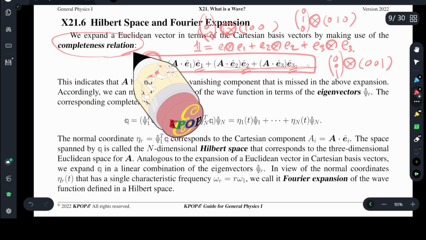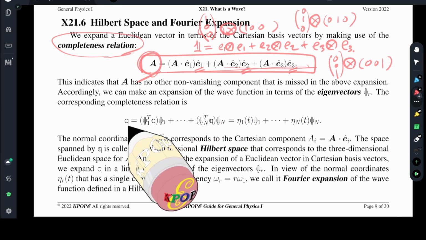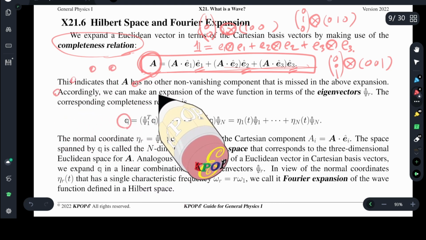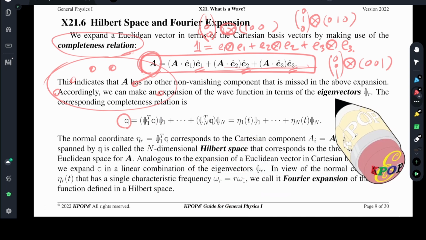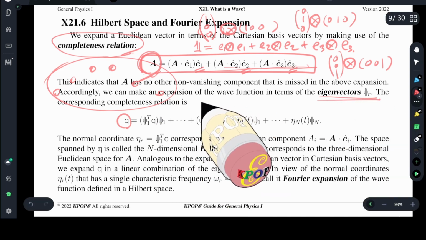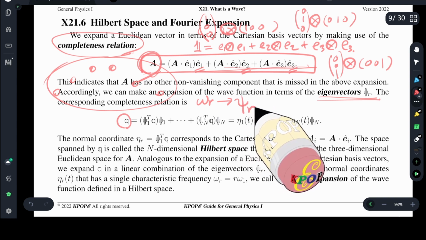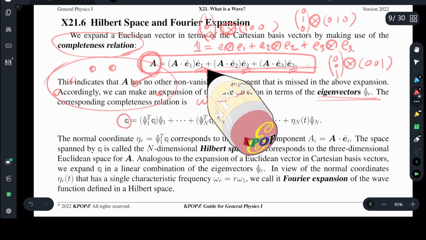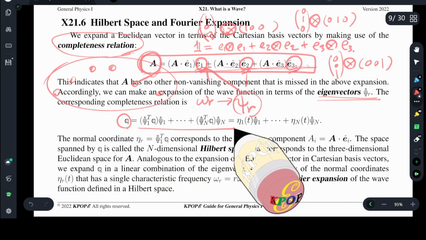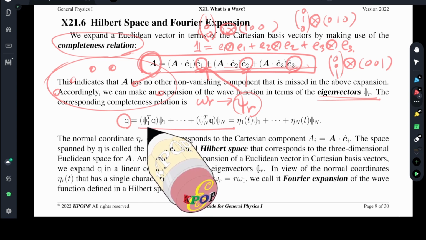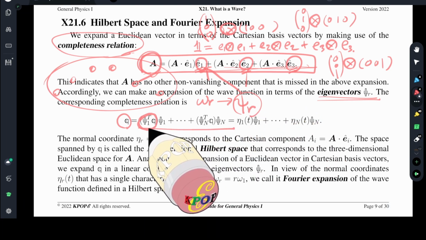A similar completeness relation exists for the normal modes of n oscillators. Any oscillation, the collective behavior of n oscillators, is described in terms of eigenvectors. We have found that there is an omega r frequency that has its own eigenvector, and this eigenvector is just like the unit Cartesian basis vector. Therefore, this is a projection of the eigenvector onto the state R. R runs from 1 to n.